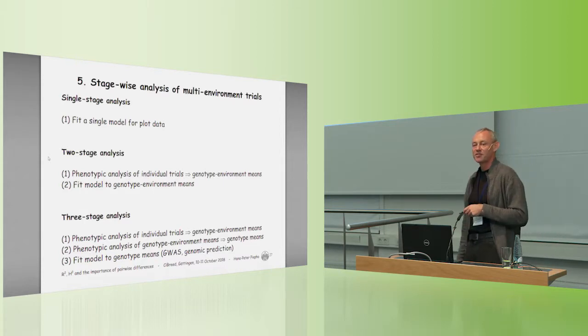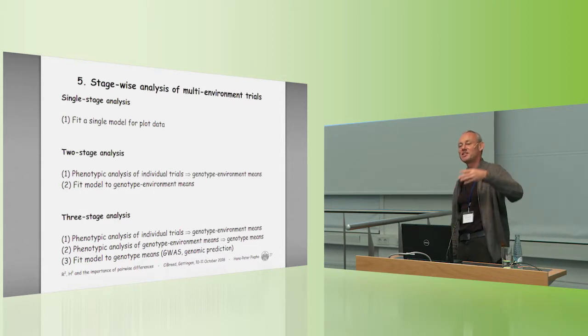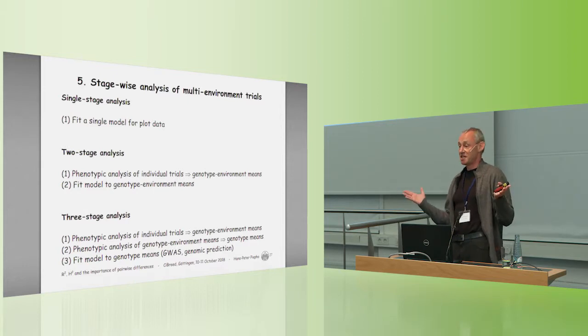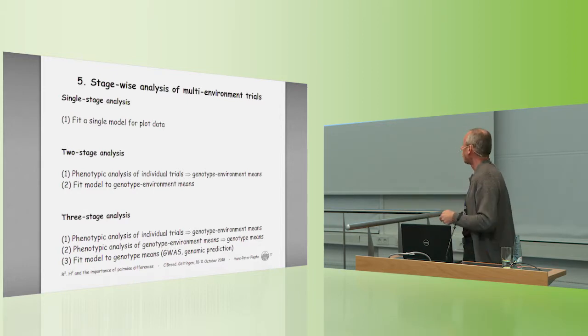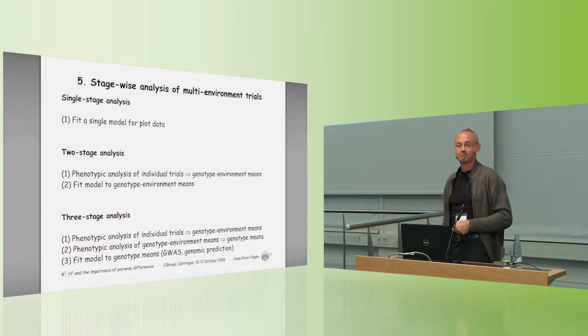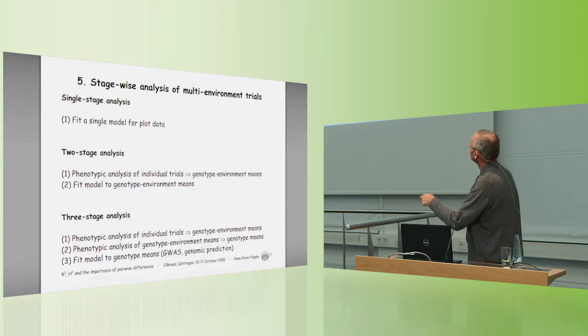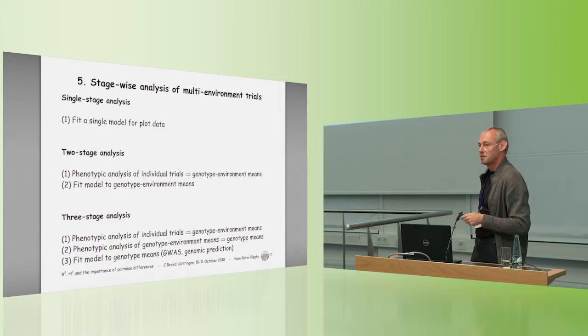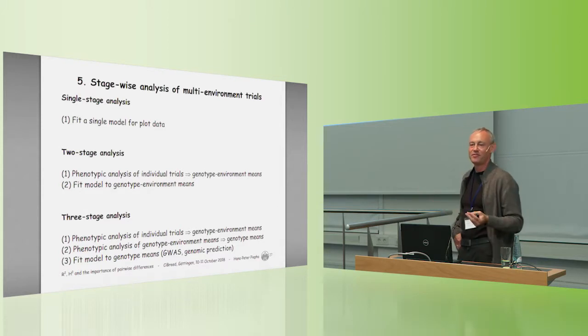The other issue I want to emphasize is that you can do stage-wise analysis, proceed in stages. That is, analyze individual trials in the first stage, and in the second stage fit a model to the G by E two-way table. Or if you're going to do GWAS or genomic predictions, it could be a 3-stage process, where in the third stage you fit something to do GWAS or genomic prediction. This has been compared in a number of studies to single-stage analysis, where you set up a big model for plot data, and it can be done, and there's great software out there for doing that. But there's lots of good reasons for wanting to do it in a stage-wise fashion.